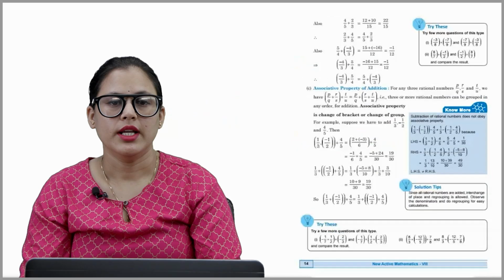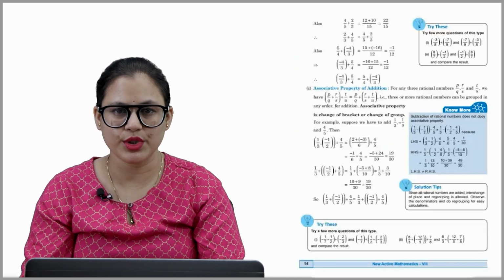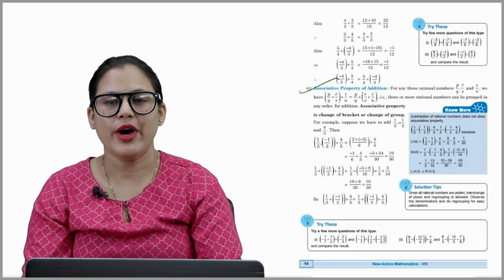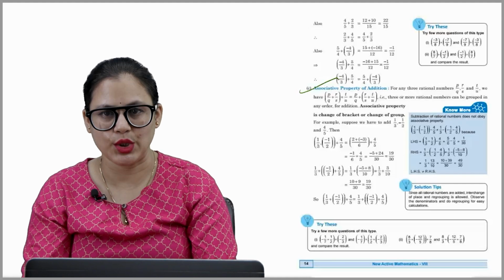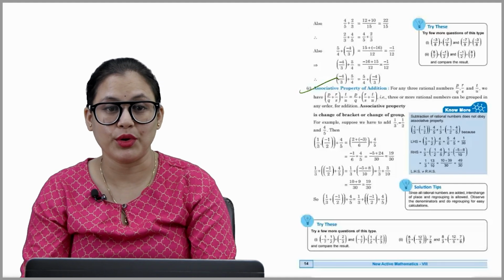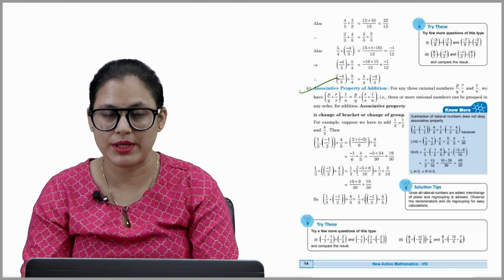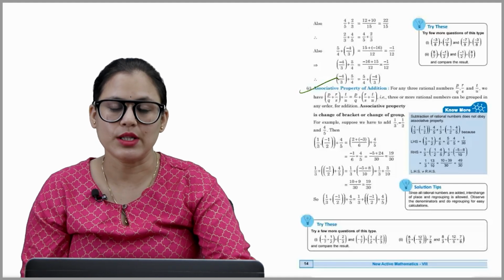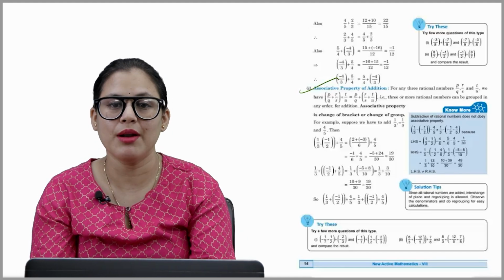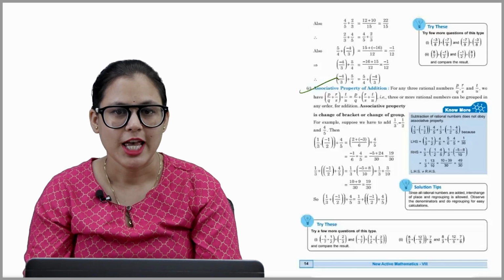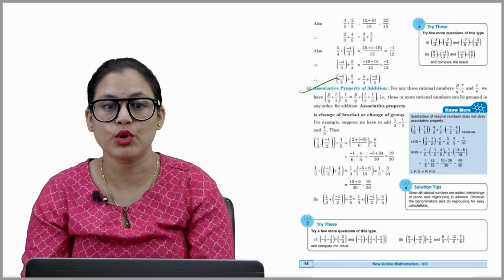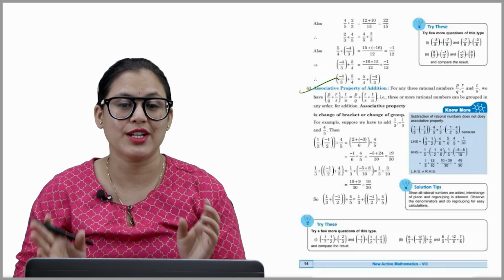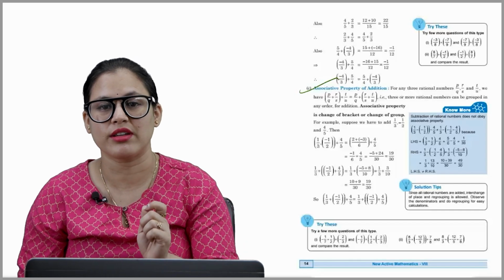Number 3, associative property of addition. For any three rational numbers p by q, r by s and t by u, we have p by q plus r by s in brackets, then plus t by u, is equal to p by q plus r by s plus t by u in brackets. That is, 3 or more rational numbers can be grouped in any order for addition. Associative property means change of brackets or change of grouping.